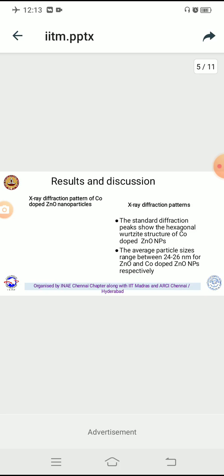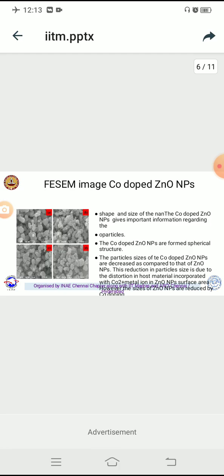Results and discussions. X-ray diffraction pattern. The standard diffraction peaks correspond to the hexagonal wurtzite structure of cobalt-doped zinc oxide nanoparticles. The average particle size ranges between 24 to 26 nanometer. Next one is the FESEM image.